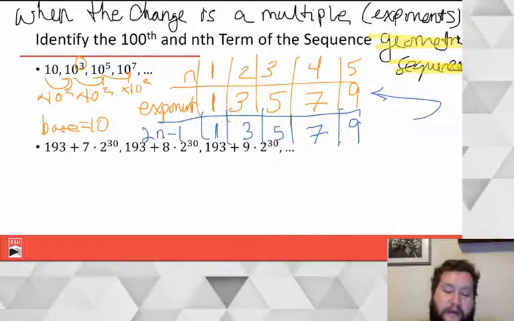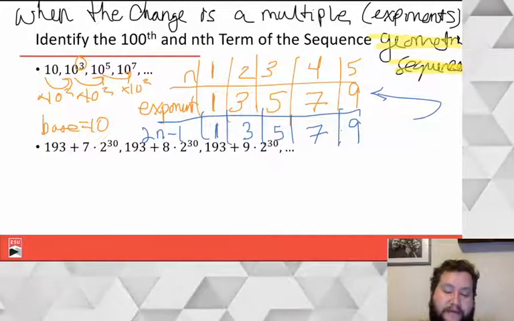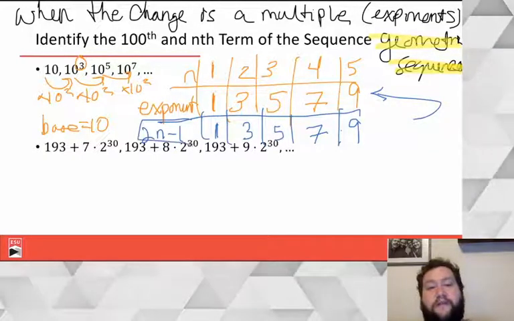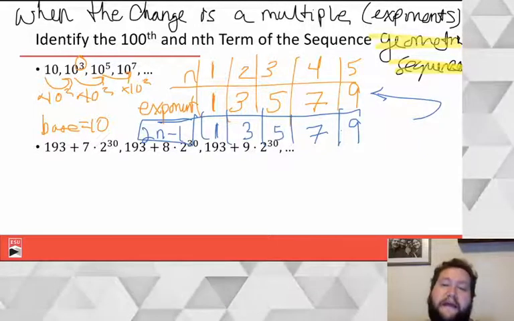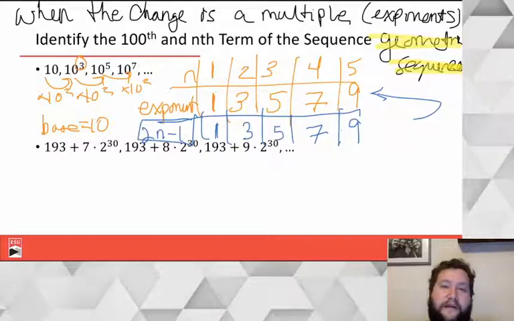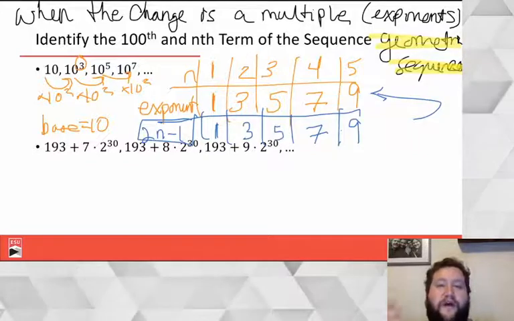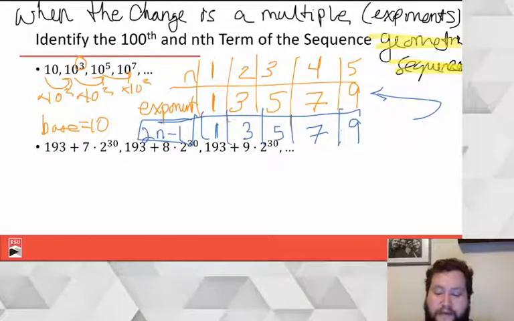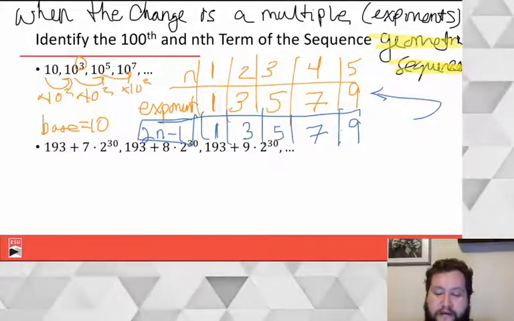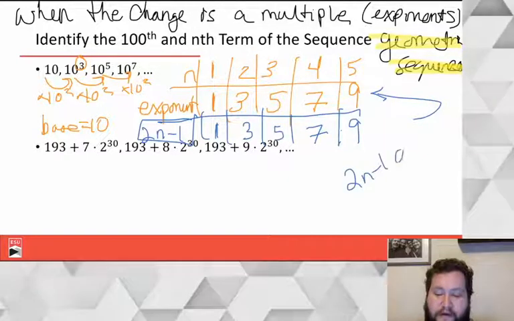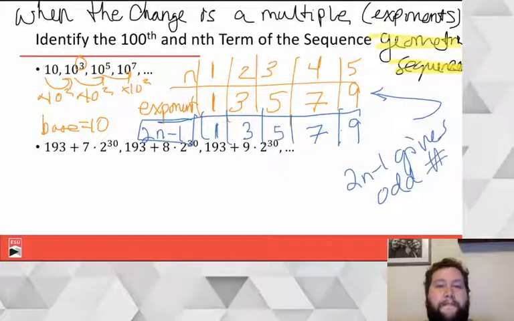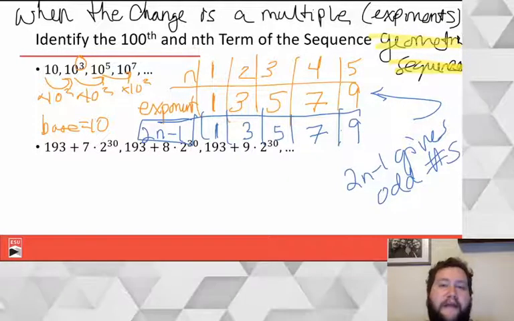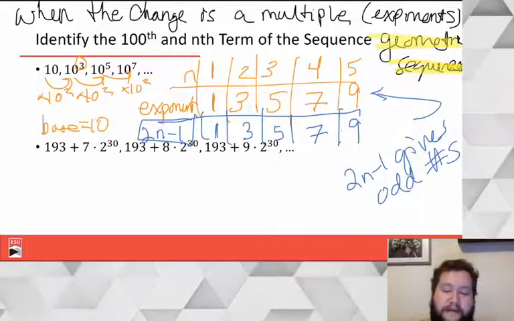And so you can either file away that 2n minus 1, or 2n plus 1 if we start at 0. That gives us our exponent for our odd numbers. And so 2n minus 1 gives odd numbers, which means that our nth term is going to be 10.